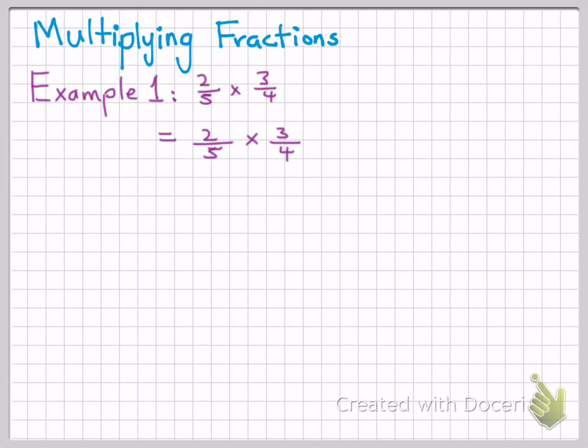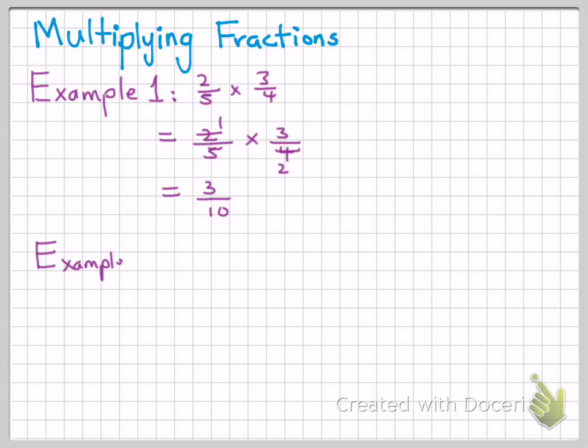I clearly can see that the 2 and the 4 can be cancelled down. 2 goes into 2 once, and the 4, when it's divided by 2, becomes 2. So I'm left with, on the numerator, 1 times 3, which gives me 3, and on the denominator, 5 times 2, which is 10. So my answer is 3/10.